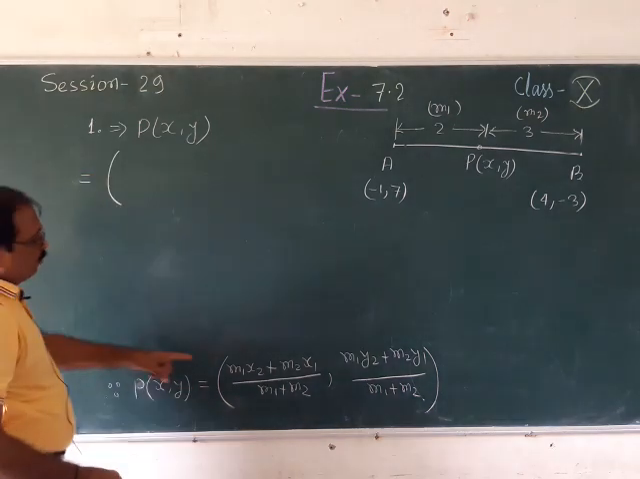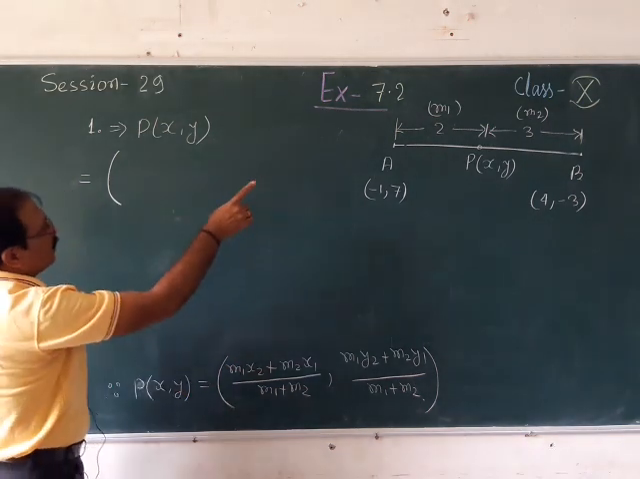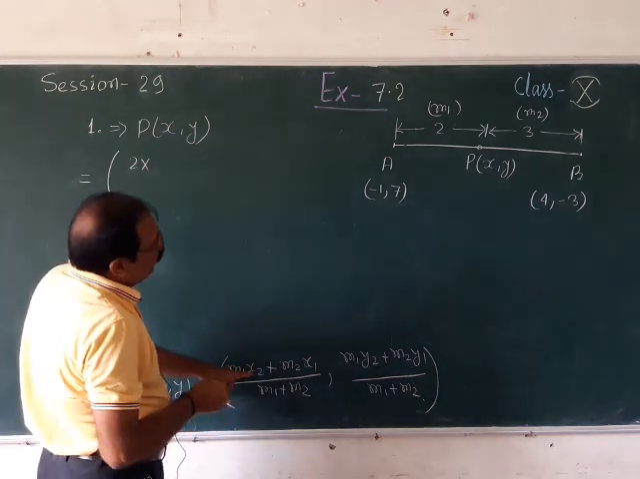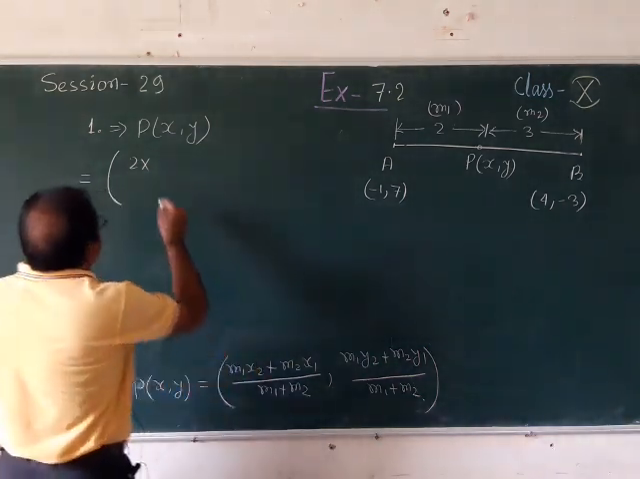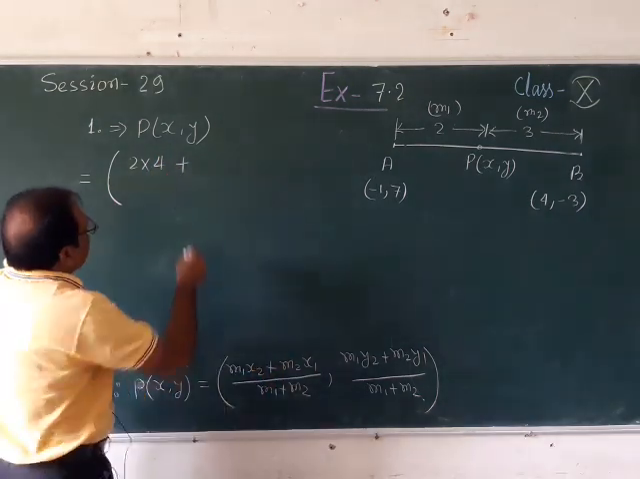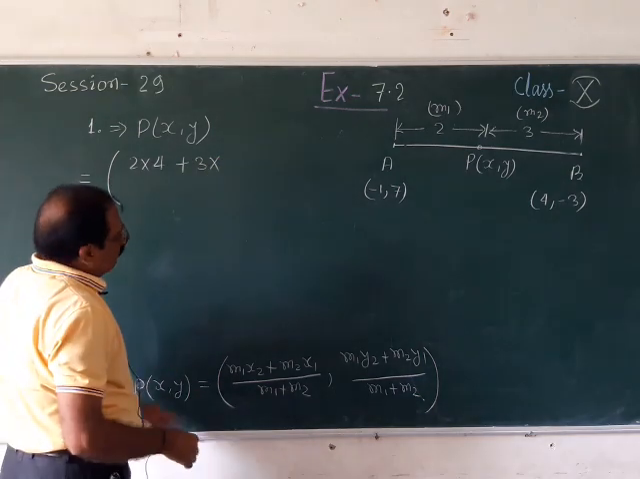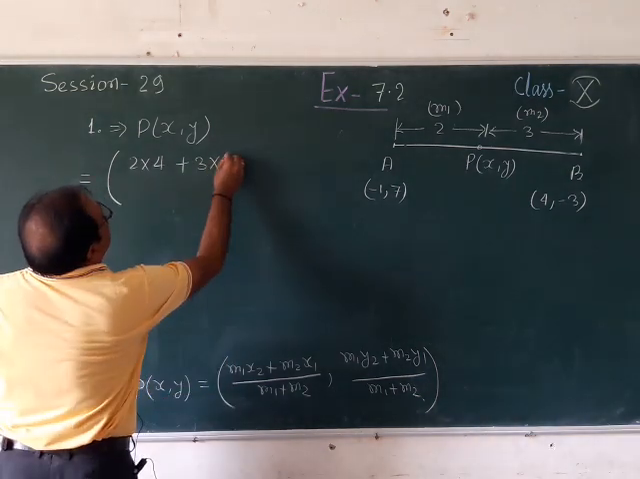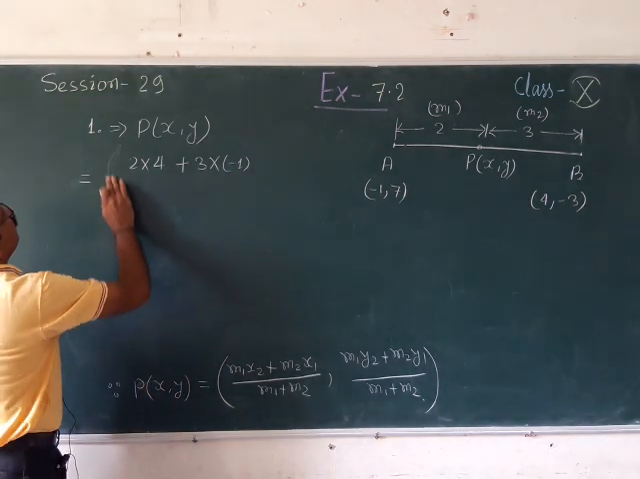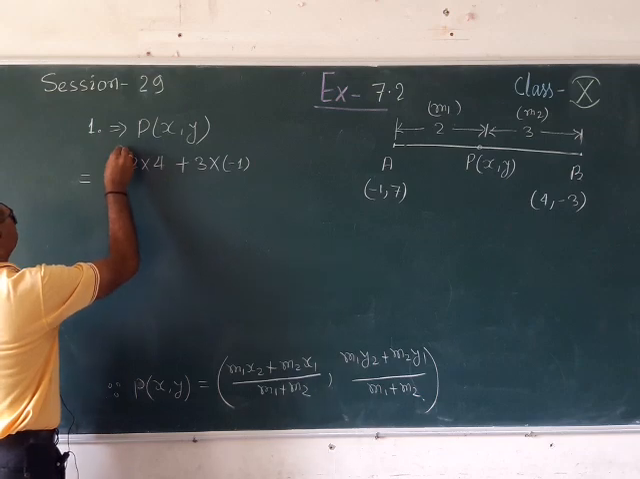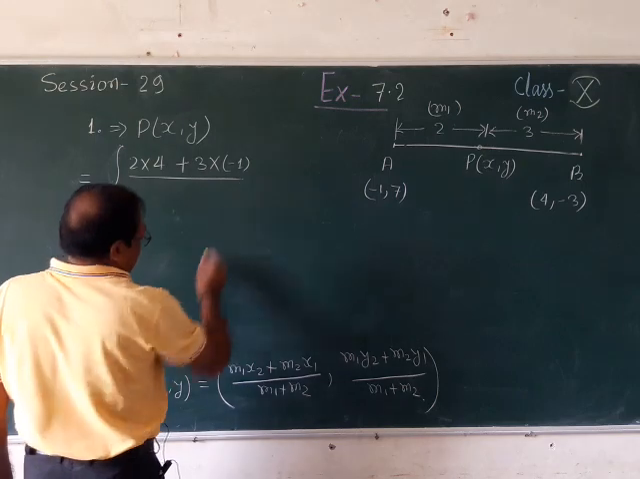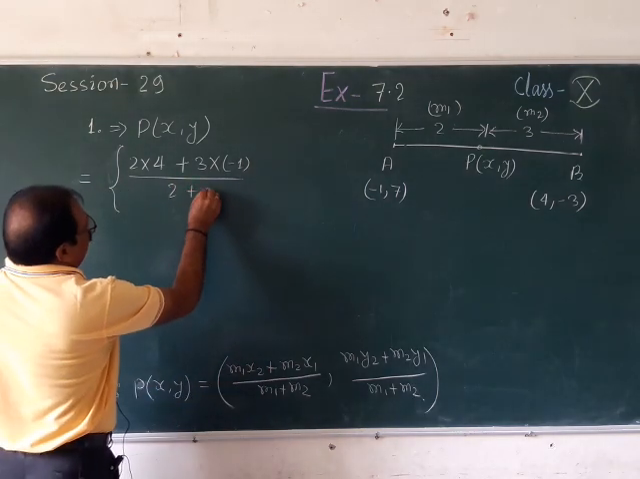Here m1, what is the value of m1? We can see m1 is 2 and into x2. What is the value of x2? You can see that there is 4, plus m2 is 3 and into x1 is minus 1. So you can write here minus 1 like that, and as two brackets cannot be the same, you can change your bracket with any of the brackets. I am taking the second bracket upon m1 plus m2, that means 2 plus 3.